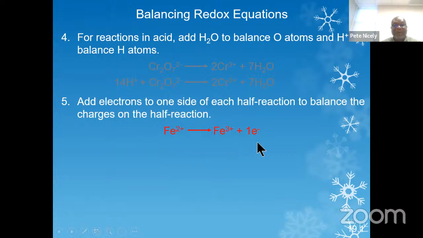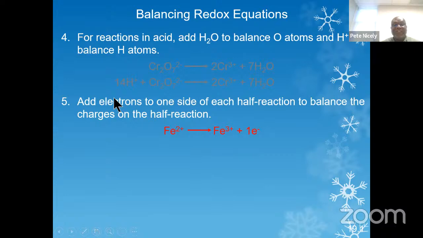Before you added the electron here, you would have +2 on this side and +3 on this side. So in order to balance the charges, we need to add 1 electron to the right side, because by adding the 1 electron here, you're reducing the total charge here by 1. So the total charge on this side will be +2, which balances with the +2 charge on this side.